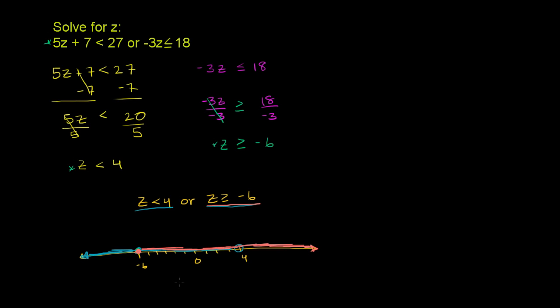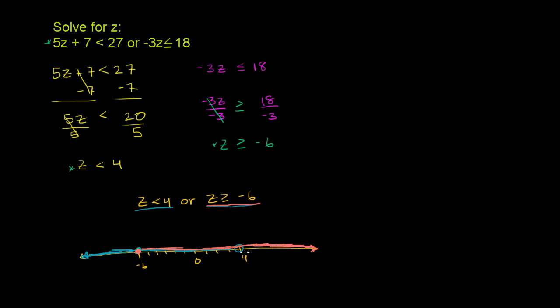So what we see is we've essentially shaded in the entire number line. Every number will meet either one of these constraints or both of them. If we're over here, we're going to meet both of the constraints. If we're a number out here, we're going to meet this constraint. If we're a number down here, we're going to meet this constraint. You can just try it out with a bunch of numbers. 0 will work. 0 plus 7 is 7, which is less than 27. And negative 3 times 0 is less than 18. So it meets both constraints.